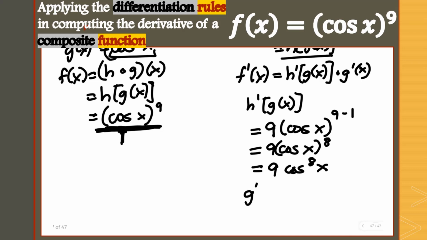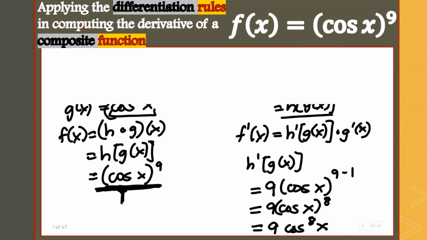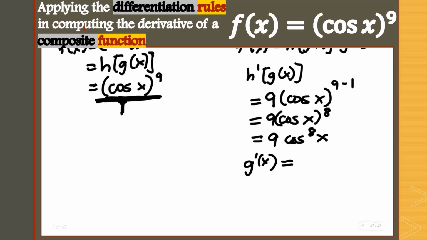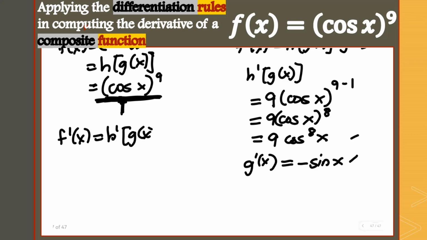Now for g prime of x, our g of x here is just cosine of x. So simply take the derivative of cosine of x, and that's simply negative sine x. That's the derivative of cosine x. Now that both of these are okay, let's proceed to the final form for the derivative of this composite function following the chain rule.